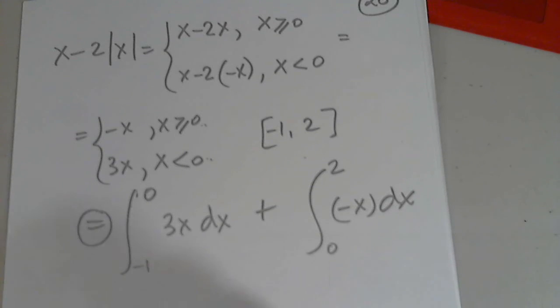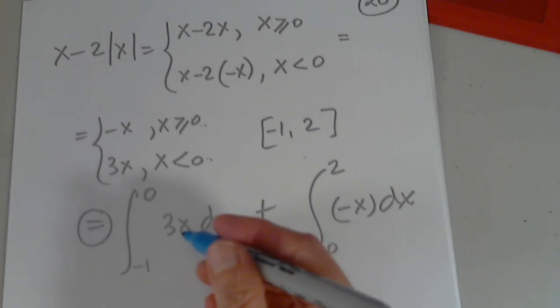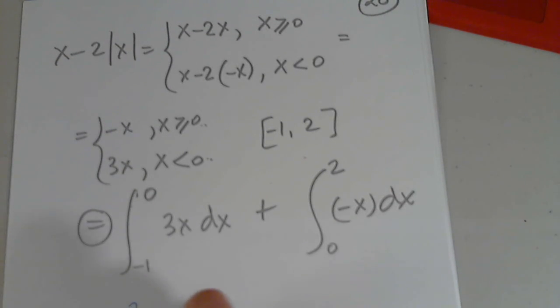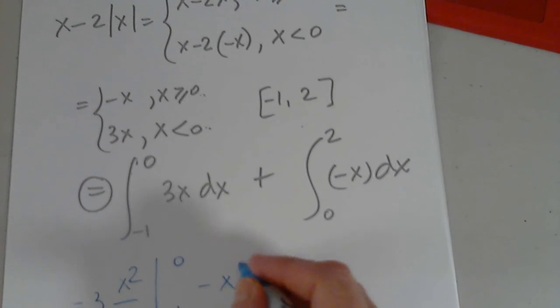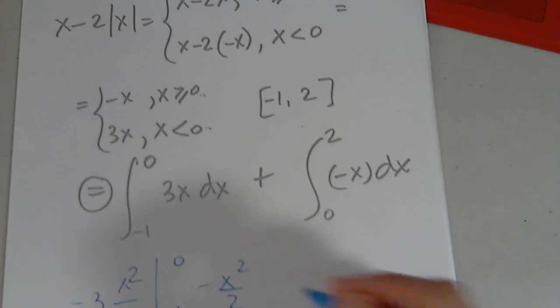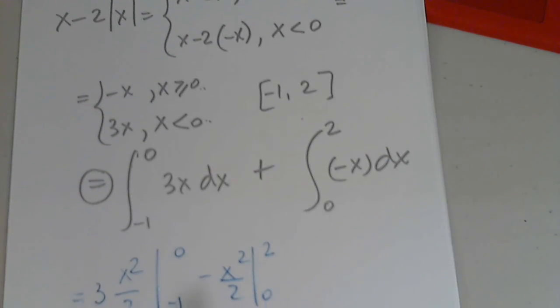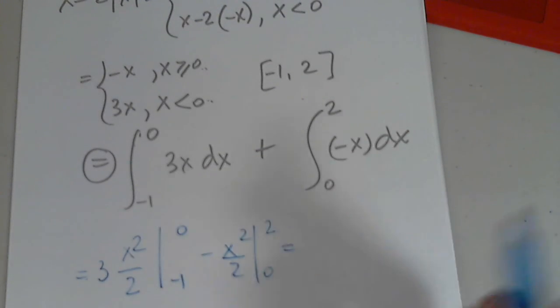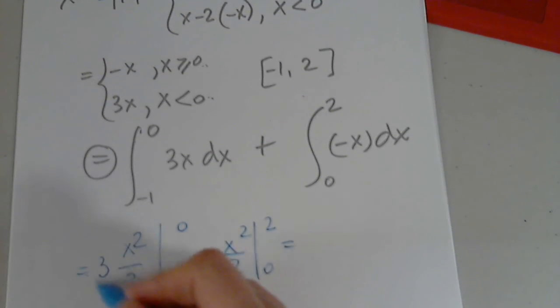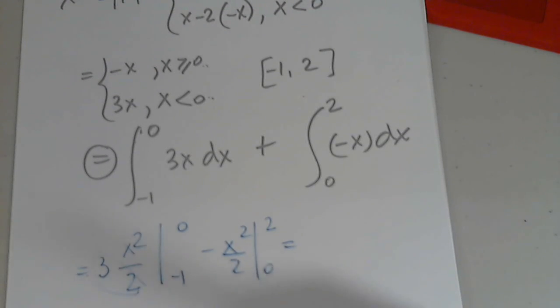Okay, so this is 3. Which function prime is x? Well, it's x squared over 2 from negative 1 to 0. And then minus x squared over 2 from 0 to 2. 3/2 stays outside. When I plug in 0, I get 0, but minus when I plug in negative 1, I get 1. Because I took 3/2 out, 0 will be 0.